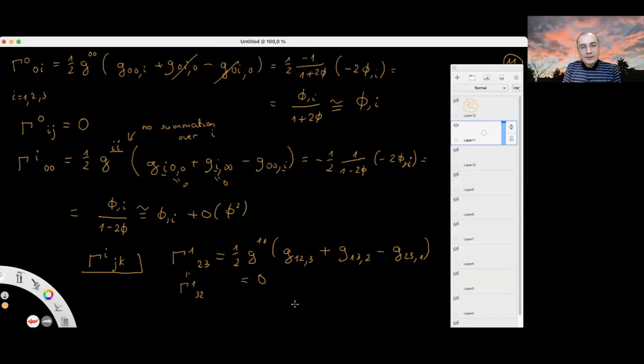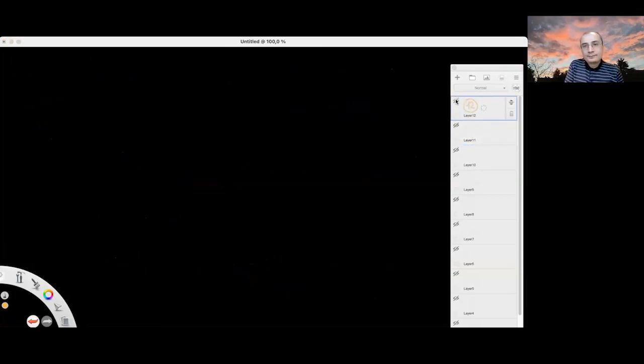But we can apply exactly the same argument for any gammas where we have just three different spatial indices. So gamma 231 equals gamma 312, it's also equal to zero. Exactly for the same reason. You just repeat what we have done here. Gamma 111, that's not a trivial one.